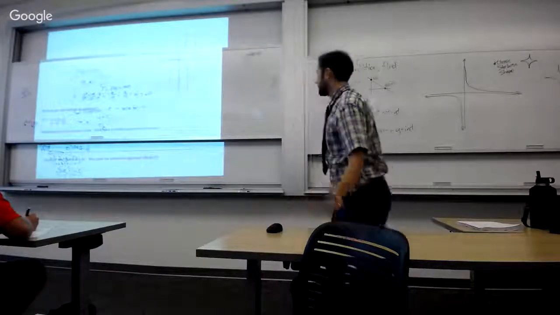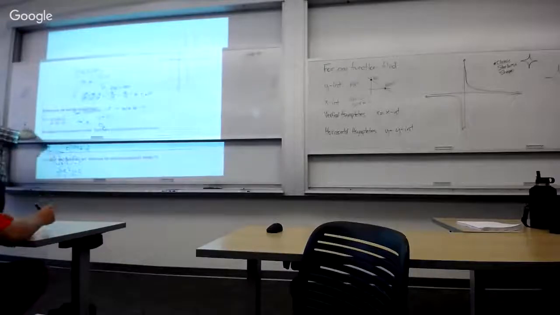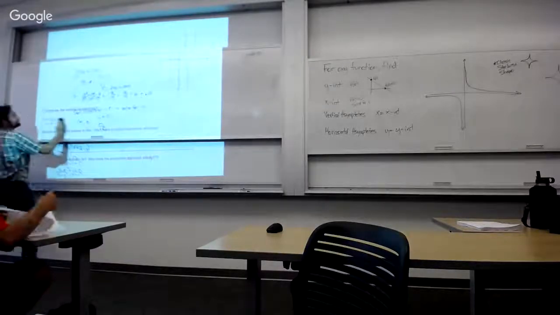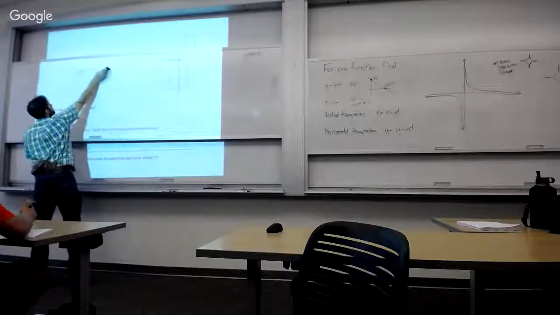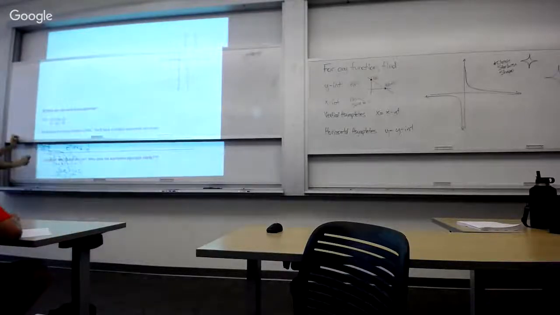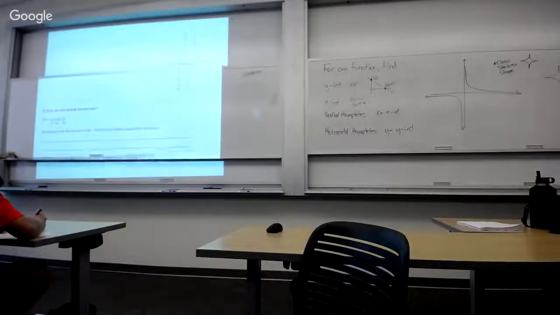Okay, next, where are the vertical asymptotes? Do we have to turn the page? Or are you still on the same page? So the vertical asymptotes we already talked about. So how do we find the vertical asymptotes and or the holes? We already know the answer to this.